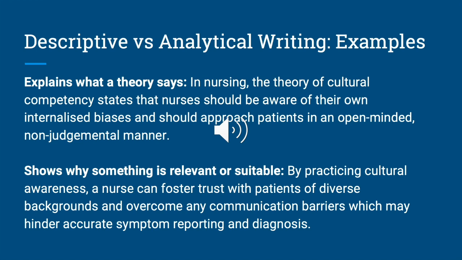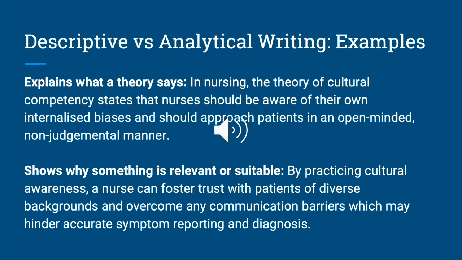So I've written two more examples, sentences that demonstrate the differences between these two types of writing. So descriptive writing would explain what a theory says without showing why this theory matters or applying it to a specific situation. So for instance, in nursing, "the theory of cultural competency states that nurses should be aware of their own internalized biases and should approach patients in an open-minded, non-judgmental manner."